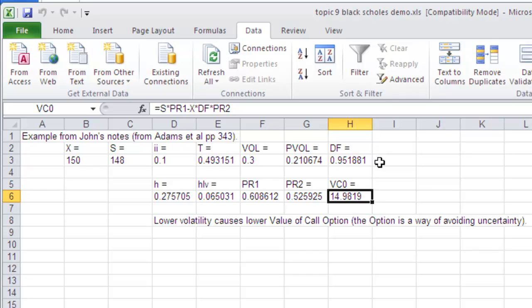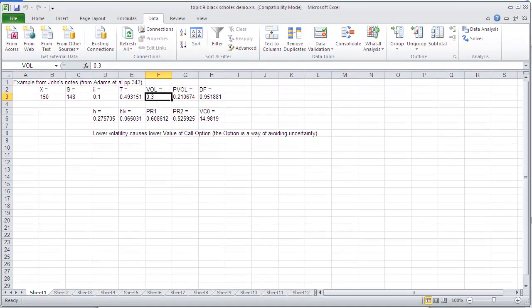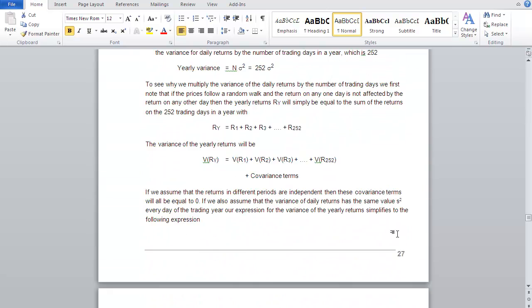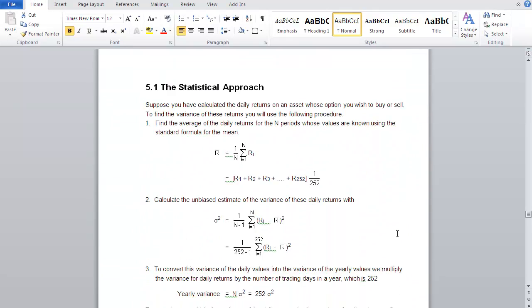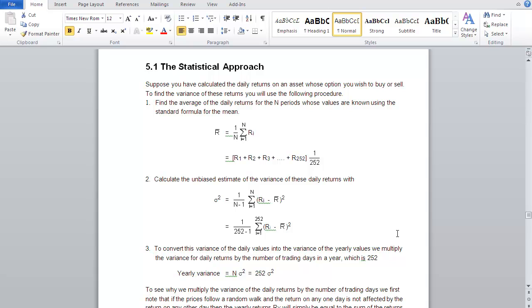How do we do that? Well, the easiest way to do that is to use the Solver. This is what's known as the implied volatility. The other way you can find the volatility, which again is explained in the notes, is to use the statistical approach, which is you take a sample of data and you try and work out what the previous data says the volatility is, or the standard deviation.